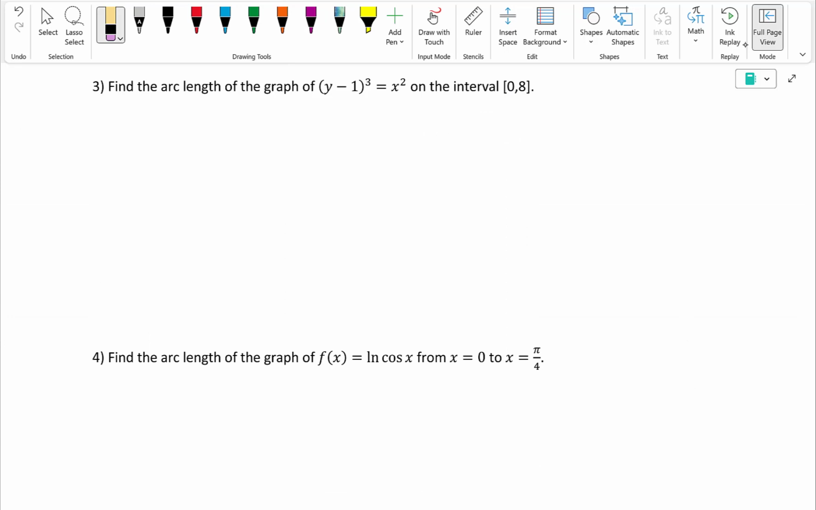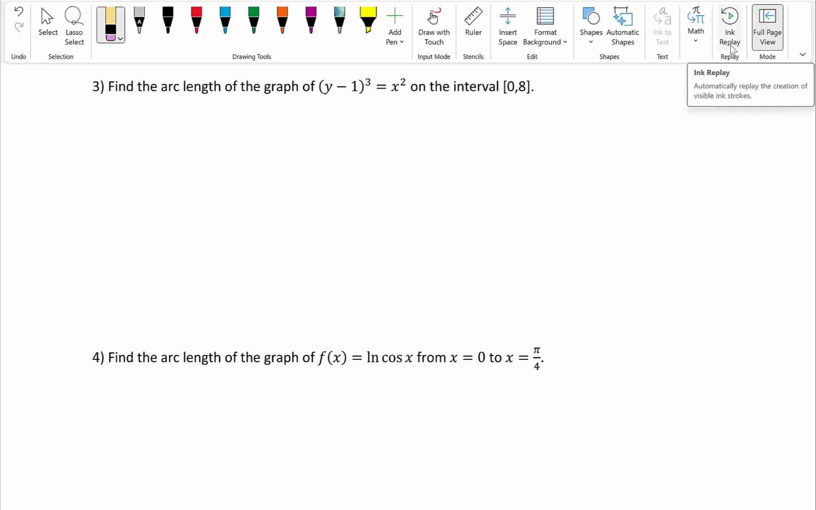For 3, we're finding the arc length of the graph of quantity y minus 1 cubed equals x squared on the interval 0 to 8. If we do take a cube root and try and solve for y, that x to the 2/3, its derivative is not defined at 0. Right, we end up with the x to the negative 1/3, or the x in the denominator. So we'll solve for x here and do this one in terms of y, just so you can see both as well.